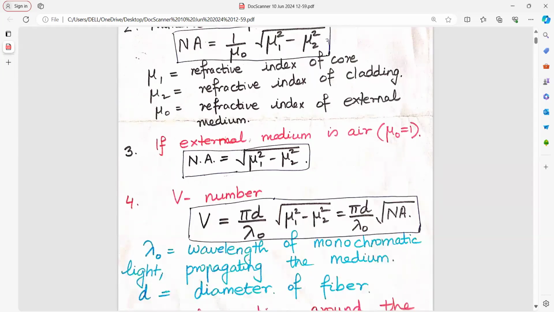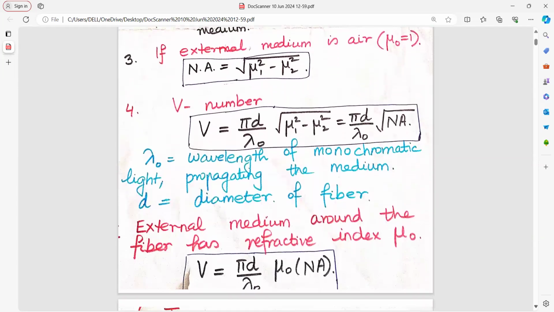If external medium is air, then mu naught is equal to 1 and numerical aperture formula becomes under root mu1 square minus mu2 square. V number is equal to pi into d, where d is diameter of the fiber, lambda naught is wavelength of monochromatic light propagating through the medium, into under root of numerical aperture.